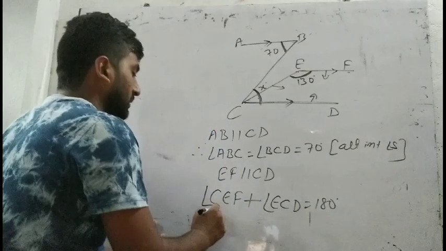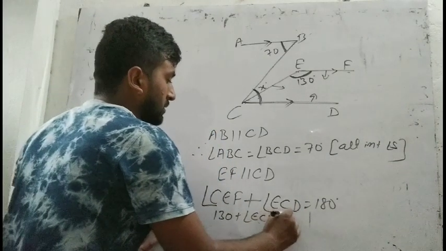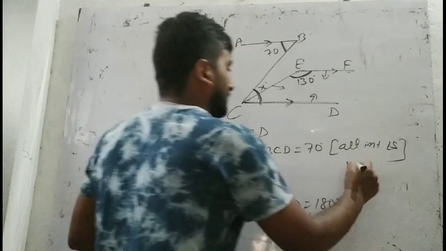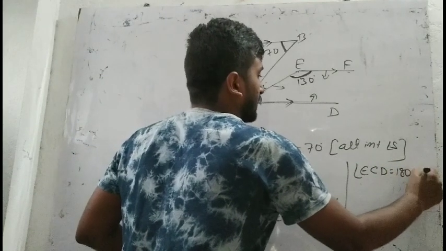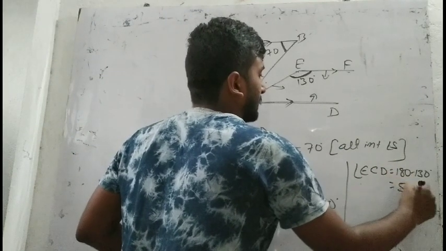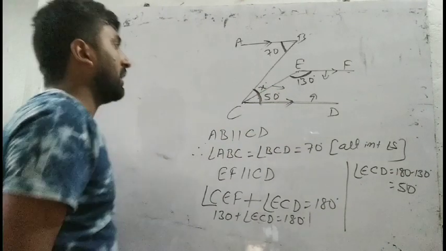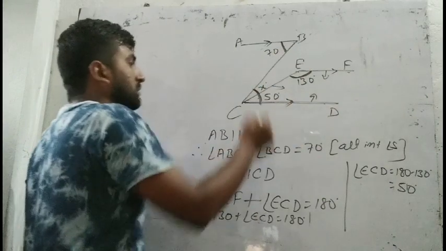Now it is 130 degrees plus ECD is equal to 180. Here angle ECD is equal to 180 minus 130, that is equal to 50 degrees. So it is 50 degrees. Okay, and we have already found that BCD is equal to 70 degrees.